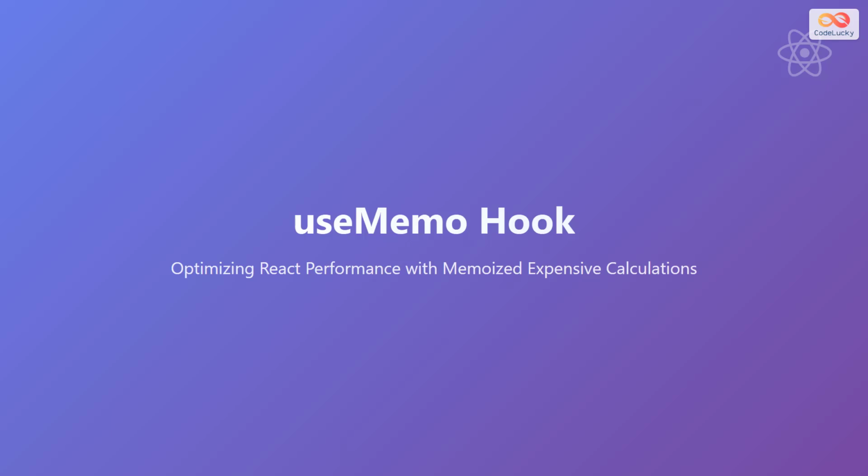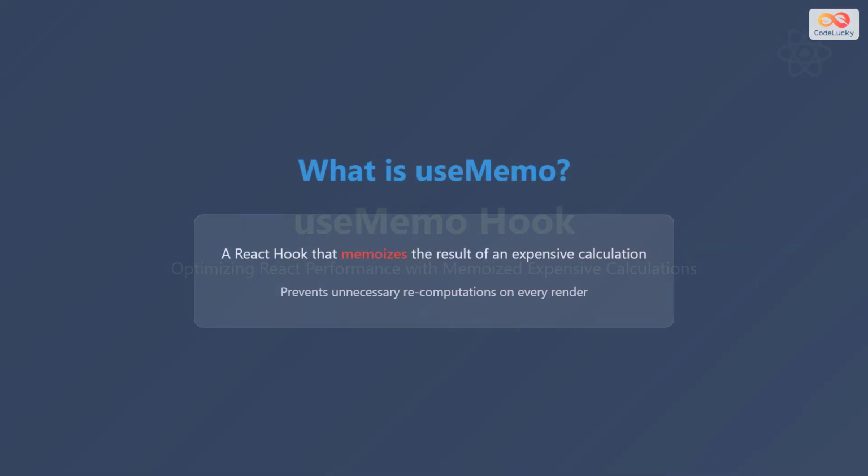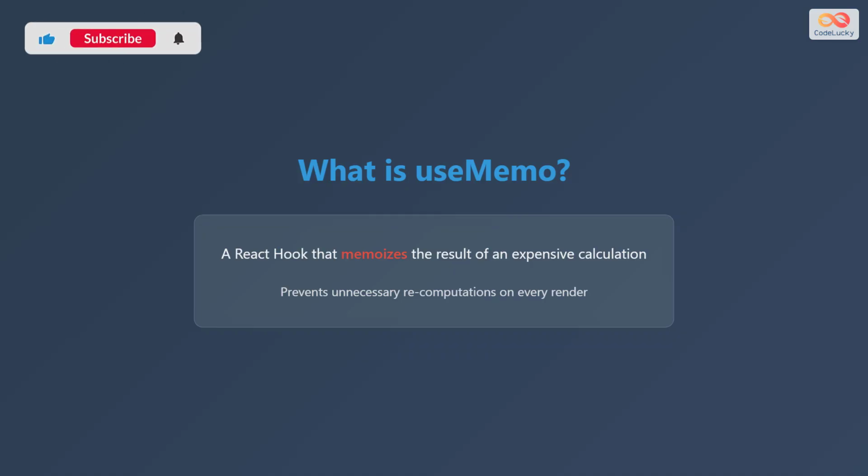Let's explore the useMemo hook. useMemo is used for optimizing React performance with memoized expensive calculations. useMemo is a React hook that memoizes the result of an expensive calculation. This prevents unnecessary recomputations on every render. So, if a value does not change, it will return the old value instead of recalculating it.